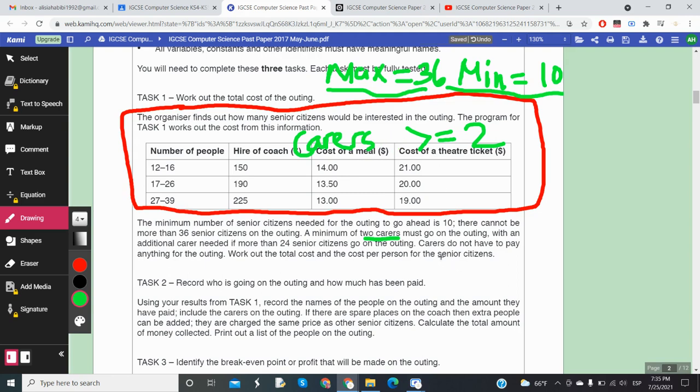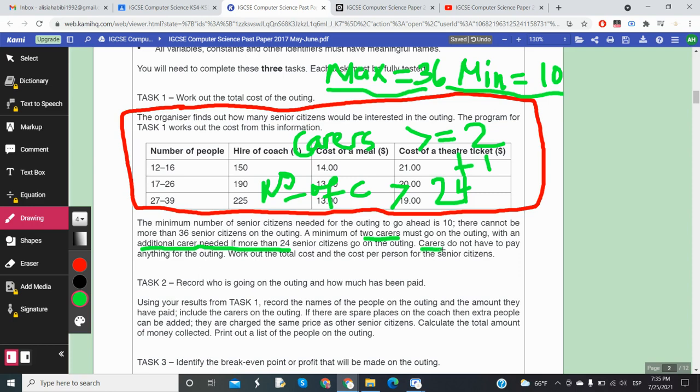And then it also says that an additional carrier can also go on this outing if the number of senior citizens going on this outing is more than 24. So we would only have a +1 carrier that will go on this outing if the number of citizens going, so number of C, I'm just going to write, is greater than 24. It says more than, so it's greater than, not greater than or equal to, but just greater than 24.